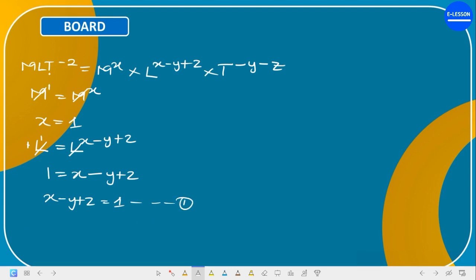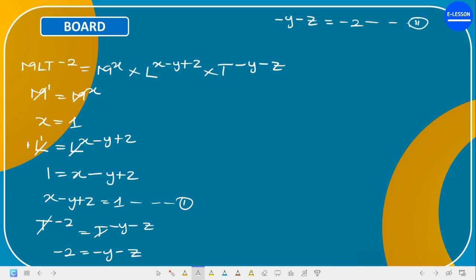Now the next one we need to compare is t. This is t to the power of minus 2 is equal to t to the power of minus y minus z. The bases are equal, so you cancel that. And this gives us minus 2 is equal to minus y minus z. So we have minus y minus z is equal to minus 2. And this will be equation 2. So we have different equations now, but at least we've gotten one. The first thing that we got is x is equal to 1.